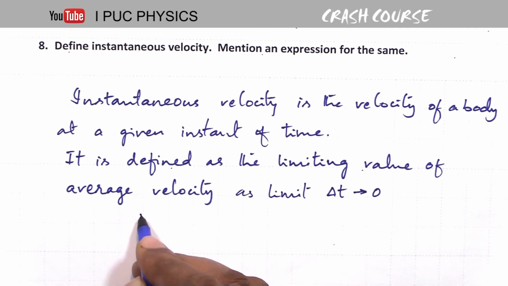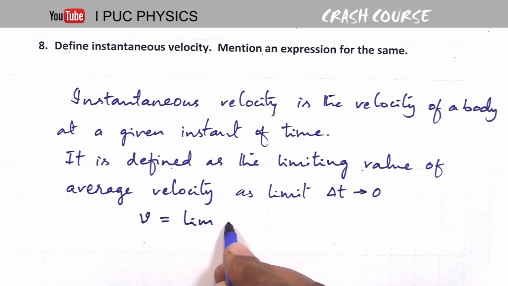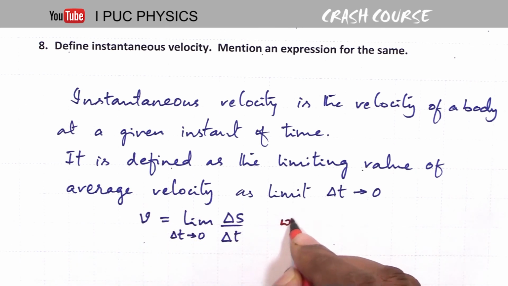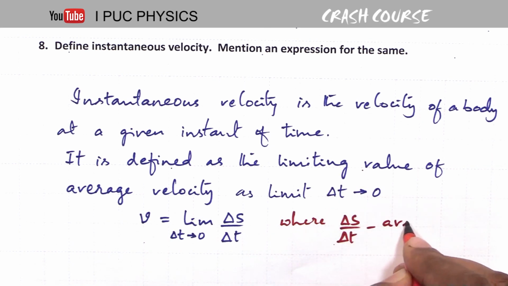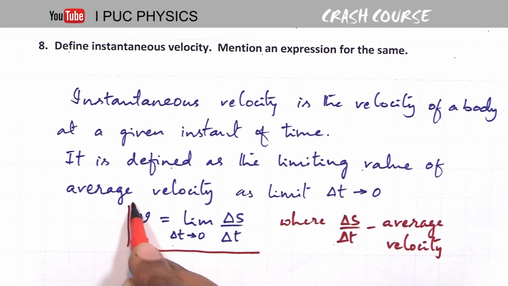Therefore, instantaneous velocity is limit of delta s by delta t as delta t tends to 0, where delta s by delta t is called average velocity. So, the limiting value of the average velocity as delta t tends to 0 is instantaneous velocity. So, this is the expression.